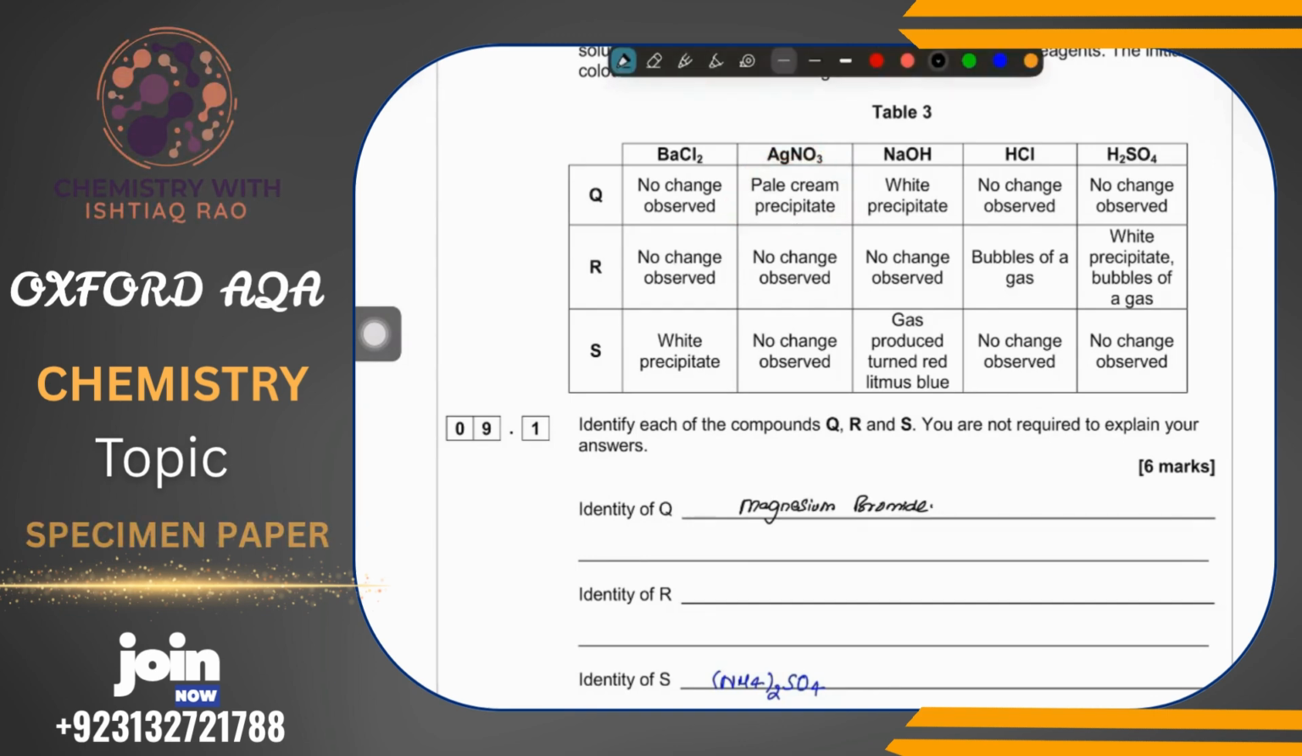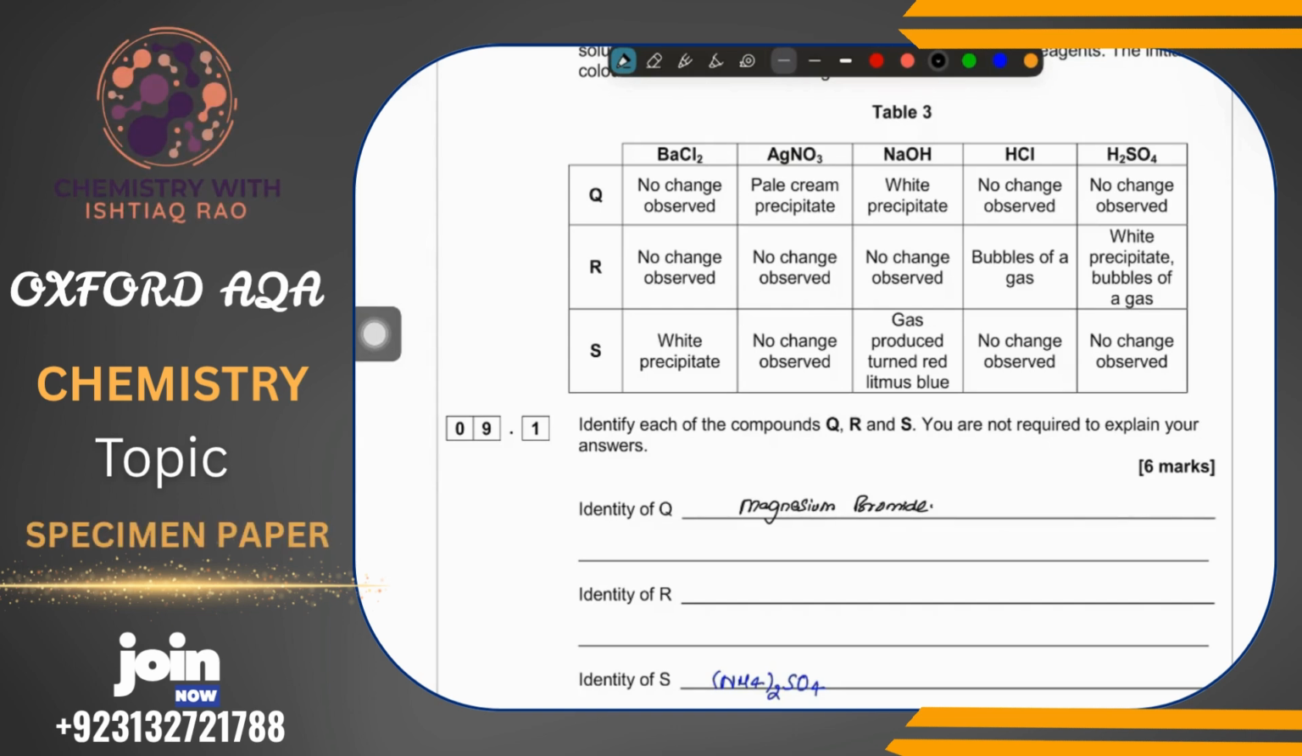Or right. I would like to say it could be carbon dioxide, but it doesn't have a white precipitate, right? But it has bubbles of a gas, but I'm not sure. Exactly, it's bubbles of a gas. But there's no white precipitate. If there would not be... what do you mean by this? There is no white precipitate.